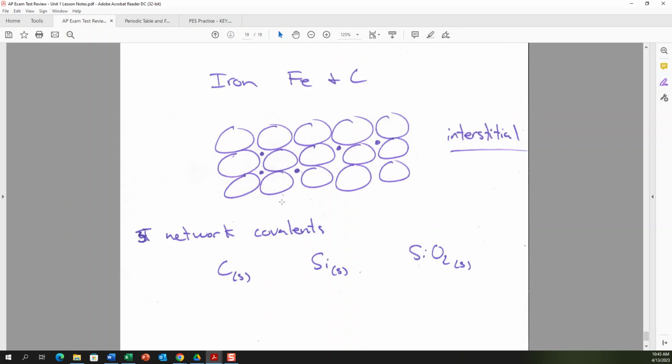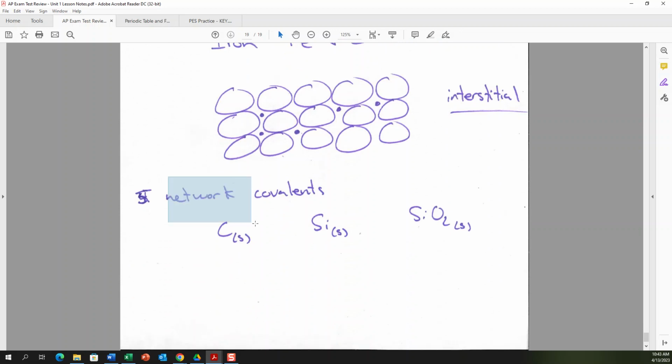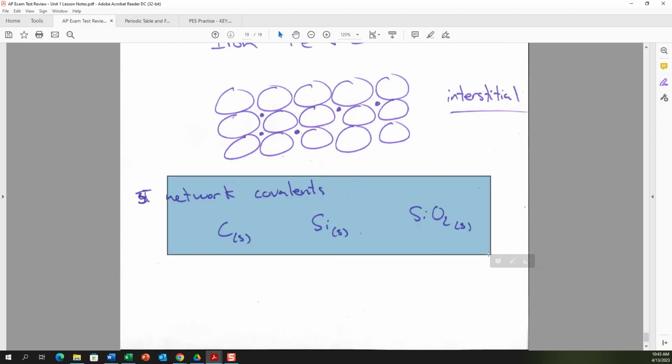Okay. And then the last thing, recognize these as network covalent. If a covalent compound has an unexpectedly high melting point, it's a network covalent solid. Okay, these are the most common ones, but there's others, so just be ready for that. It's like, why does this compound have an unexpectedly high melting point? It's like, oh, it's a network covalent. Okay.